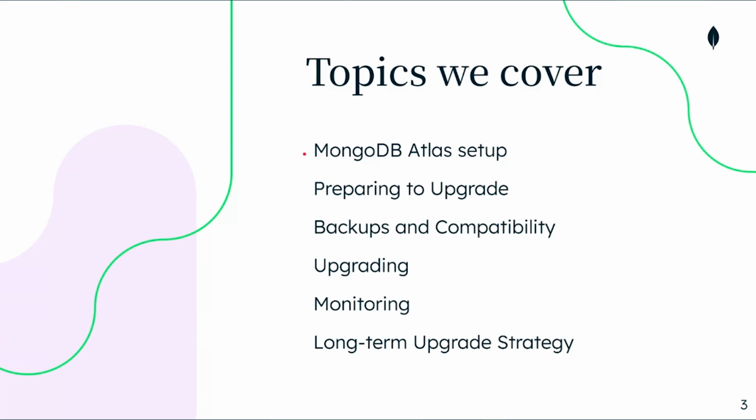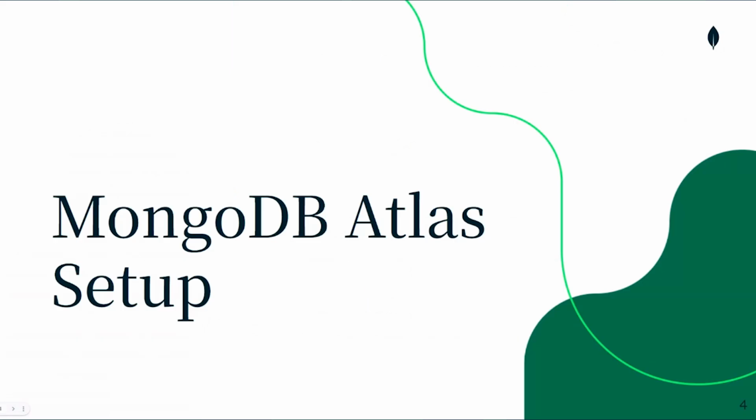will kick off the upgrade, and while that's happening, I'll talk about the various upgrade considerations you should take into account. We'll take into account, for example, backups and compatibility. We'll talk about the upgrade process itself. We'll see how to monitor the upgrading systems, and then we'll talk about best practices for a long-term upgrade strategy. Now, first of all, let's look at the MongoDB Atlas setup that I will be using.